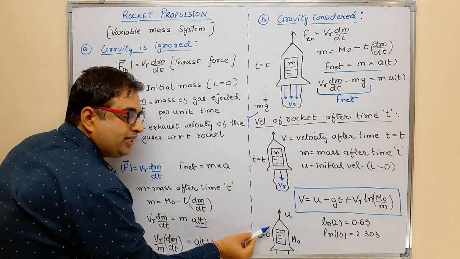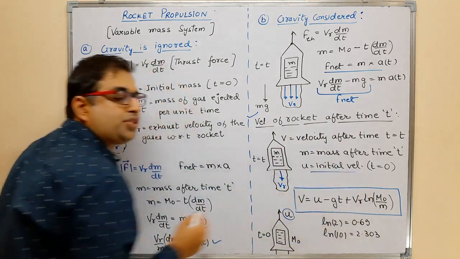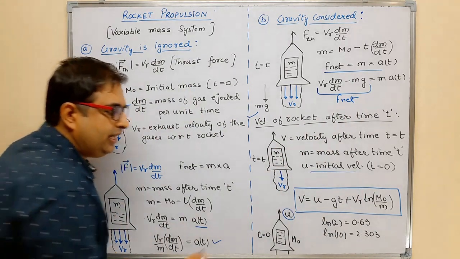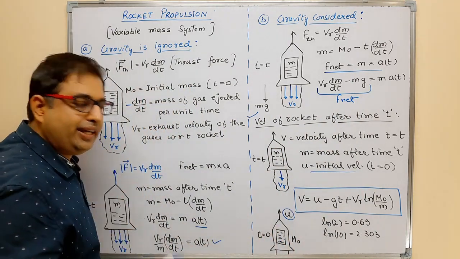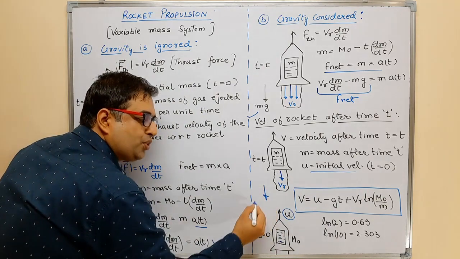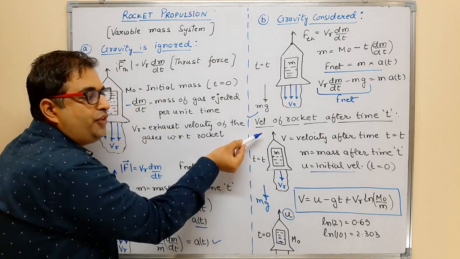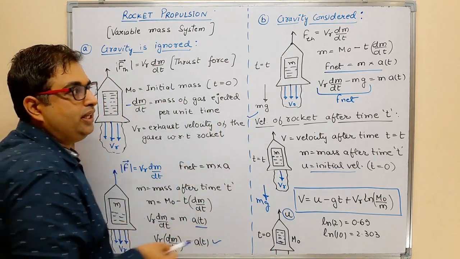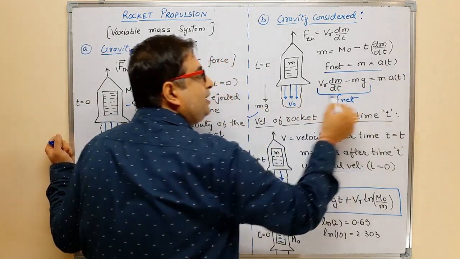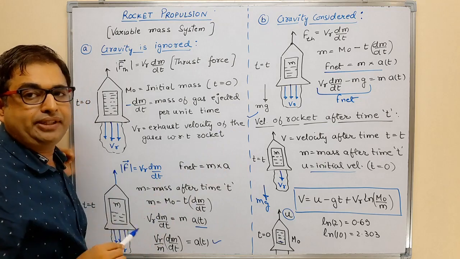If a rocket starts with initial velocity u, the initial velocity of the rocket at t equal to 0, and the initial mass of the rocket is m naught. Here we are including gravitational force also, so mg is also acting here. Now what is the velocity of the rocket after time t? This we have to find out. We will integrate this result to calculate the velocity of the rocket after time t.